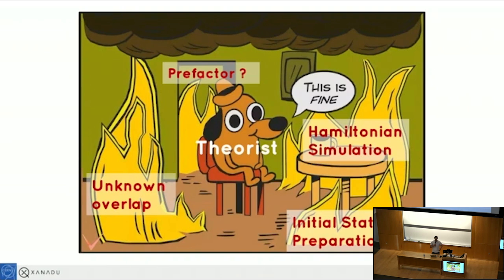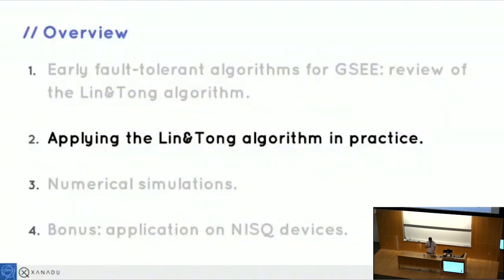Then finally, Hamiltonian simulation: which technique do you want to use, and the prefactor, like, is it worth it to think about this algorithm, which is not an optimal scaling? Is it worth it for near term or not? Okay, so let's try to answer these questions.